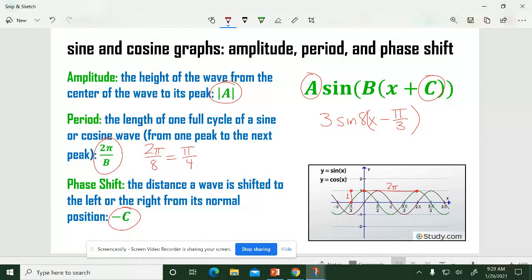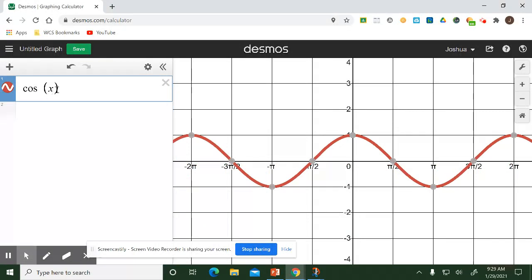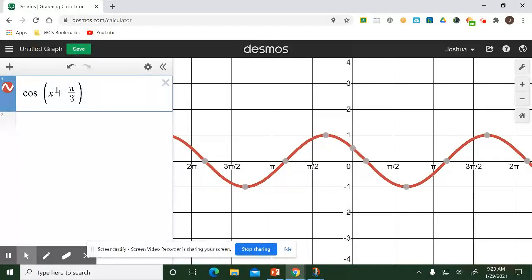If I put in a minus pi over 3 like I did here, the phase shift is going to be positive pi over 3. It's going to move it pi over 3 to the right. If I were to do a plus pi over 3 or a plus something, it would move it that much to the left. This is a little harder to see on Desmos, but let's give it a try. So I'm going to do cosine instead of sine. Here's our standard cosine function. If I add pi over 3, you'll notice instead of starting at the top, it starts at negative pi over 3. So it moved pi over 3 to the left.